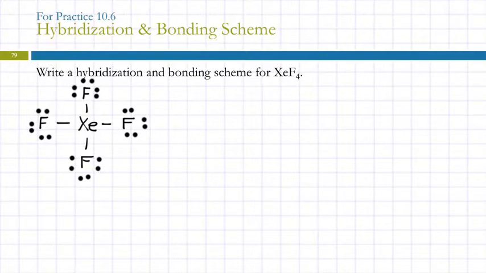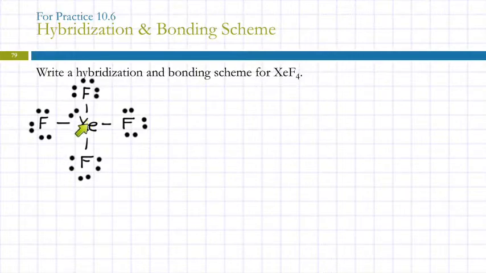What do I do with the extra 2 electrons? They go on the xenon. Because xenon's a big boy, he can handle it. He can expand. He's in period 3 or greater. He's actually in period 5. And so he has the d orbitals available to expand into. So we draw the correct Lewis structure.